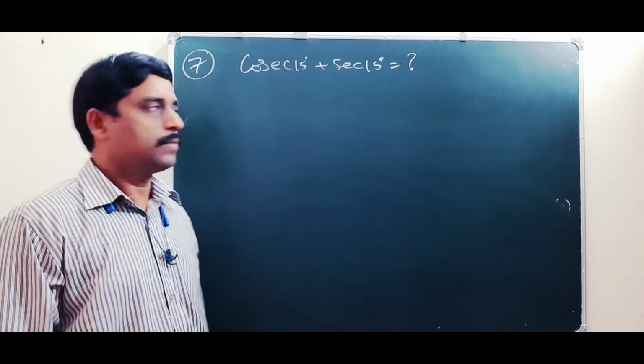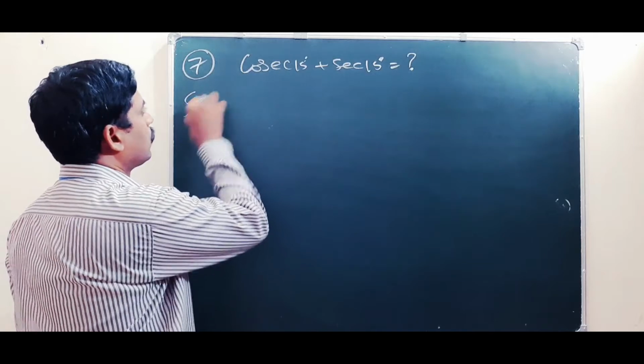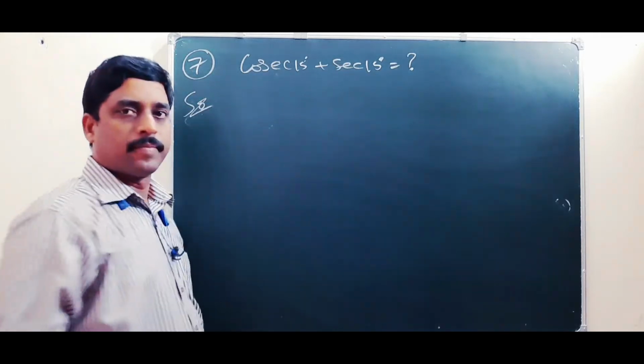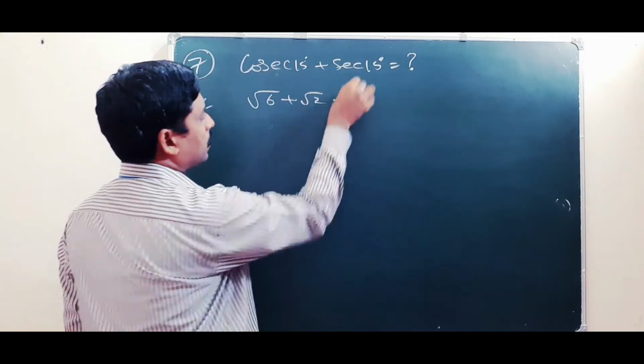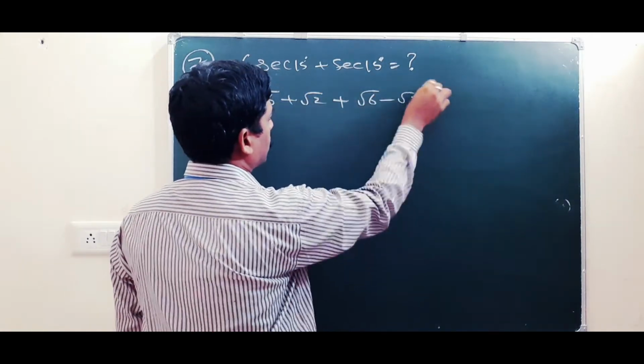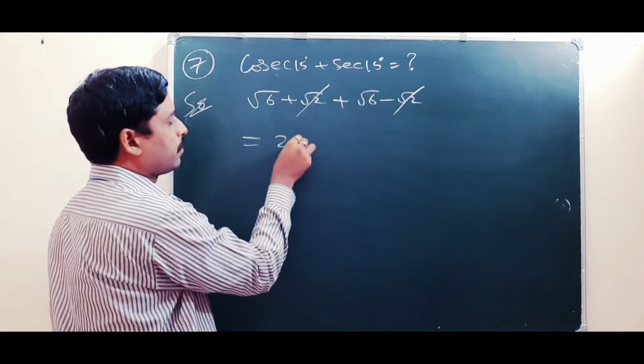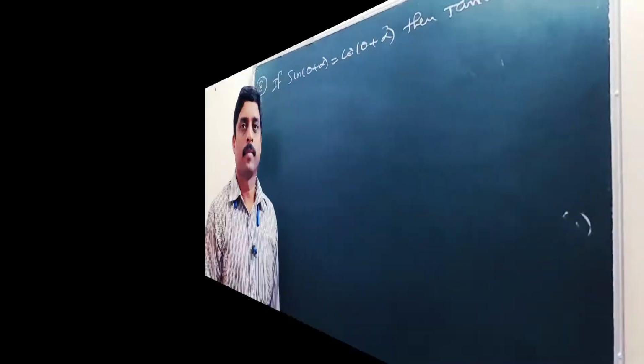Okay, look at the next question. Cosecant 15 plus secant 15. We have cosecant 15 root 6 plus root 2, and secant 15 this value root 6 minus root 2. Okay, root 2 get cancelled. Answer will be 2 root 6.